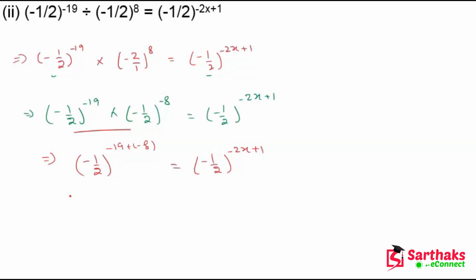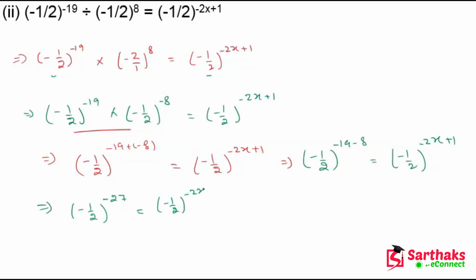What is minus 2x plus 1? So from this we can write minus 1 upon 2 raised to power minus 19 plus minus 8, so minus 19 minus 8, equals minus 1 upon 2 raised to power minus 2x plus 1. I hope you understand these things. So now this will become minus 1 upon 2 raised to power minus 27, and this equals minus 1 upon 2 raised to power minus 2x plus 1. Now let's compare the power.